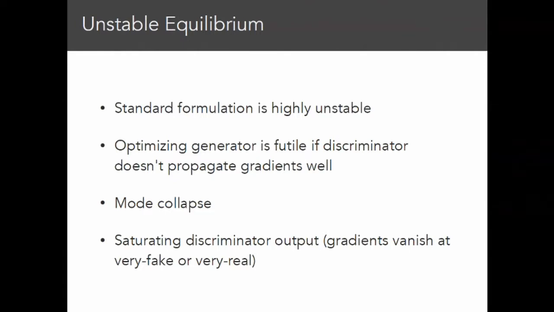The other thing you end up running into is saturating discriminator output. So when the discriminator thinks something is very, very real or very, very fake, it has a hard time sending error messages back through to help the generator tweak its weights to do a good job. So these are all issues which are not exactly great.